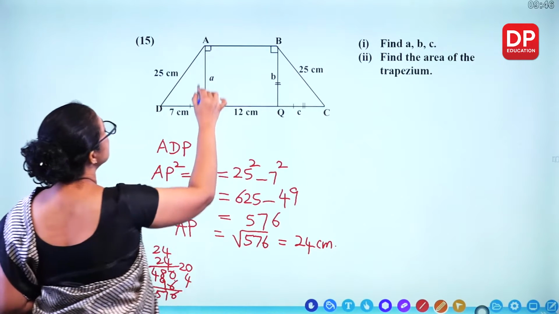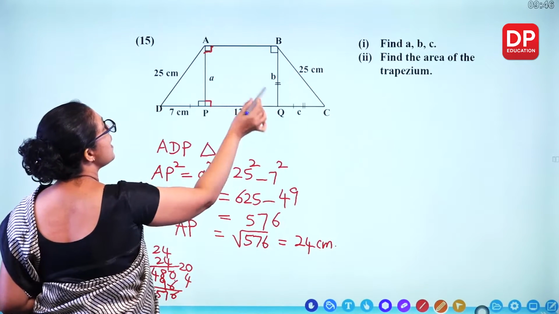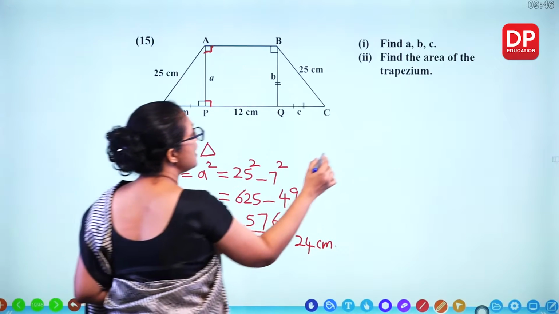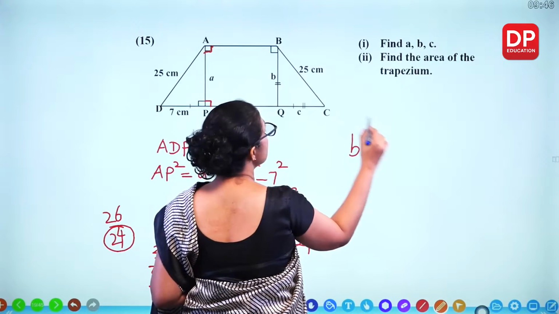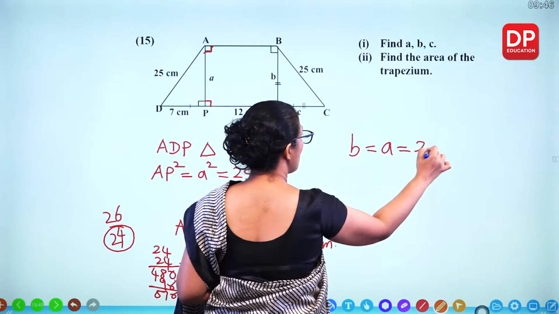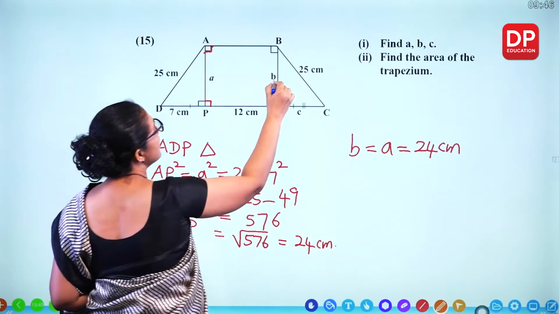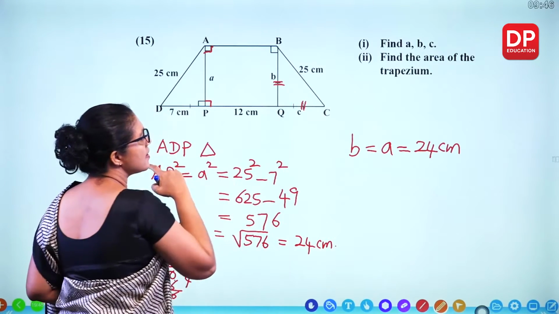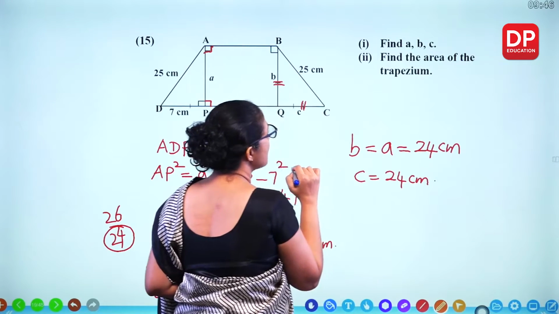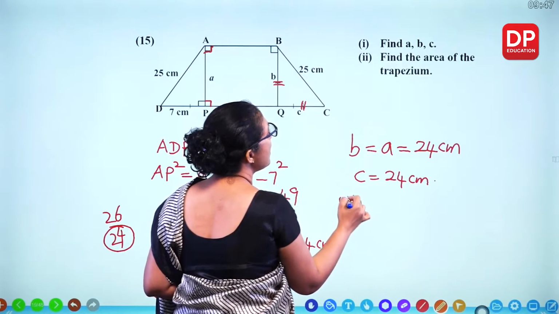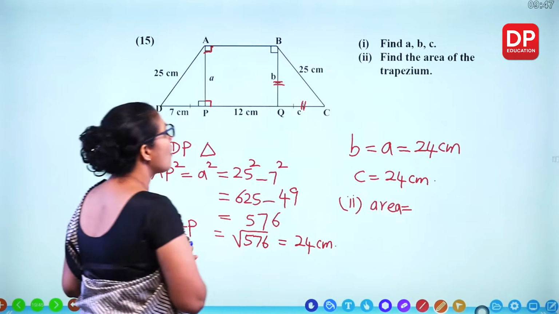Now this is a rectangle, 90 degrees at each angle. So A and B should be the same. So what's B? B is the same as A. That's 24 centimeters. And C? Yes, C is also the same thing. It's given. So C is also 24 centimeters. That's the first part. Second part, find the area. How do you find the area of the trapezium?